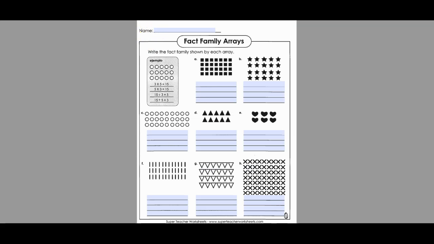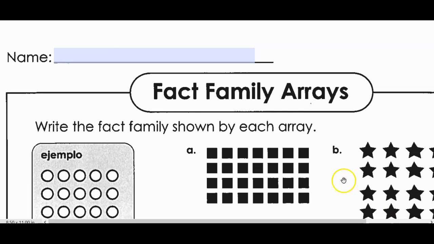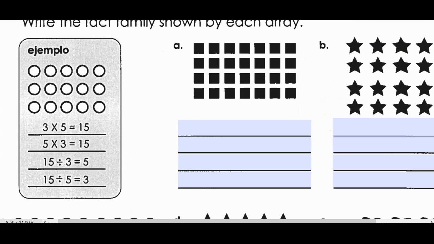Okay, so we're looking at distributive and associative properties of multiplication. You did the first page already. I just want to review this. And there we give an example right here.